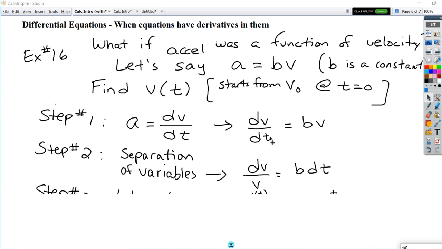I did nothing but rearrange, but now I have the v with its dv on this side, and then dt is on this side. If there were any other t terms, they would have to be on this side, multiplied or divided. If it was added or subtracted, that's a whole other issue. And then we have the constant, which just comes along for the ride.